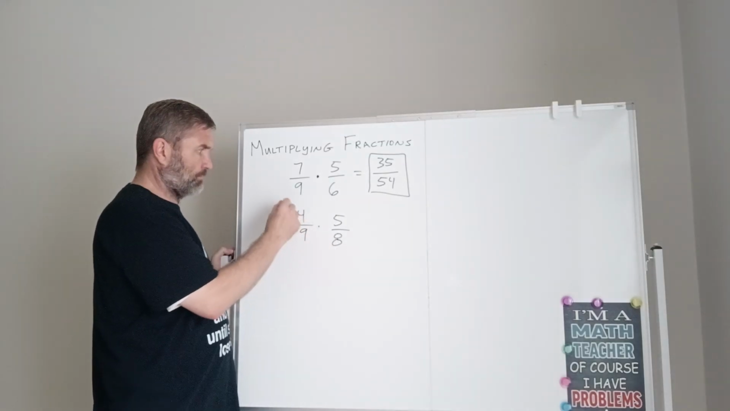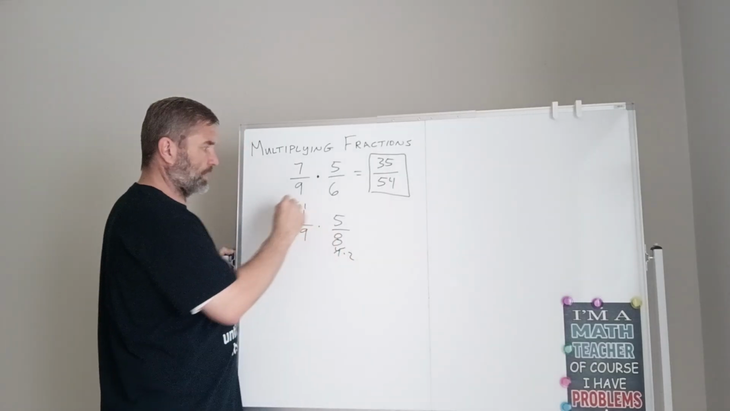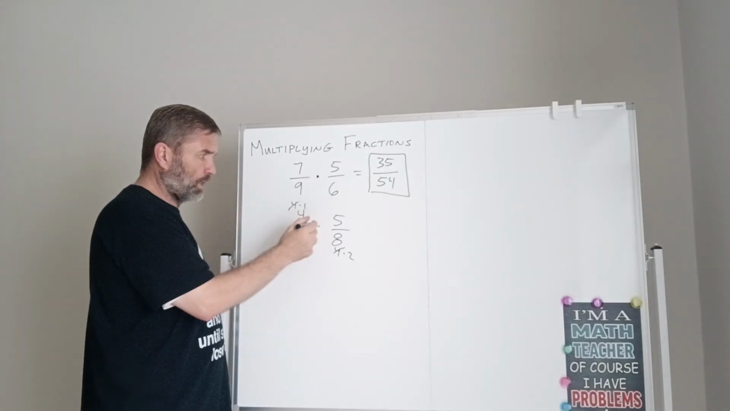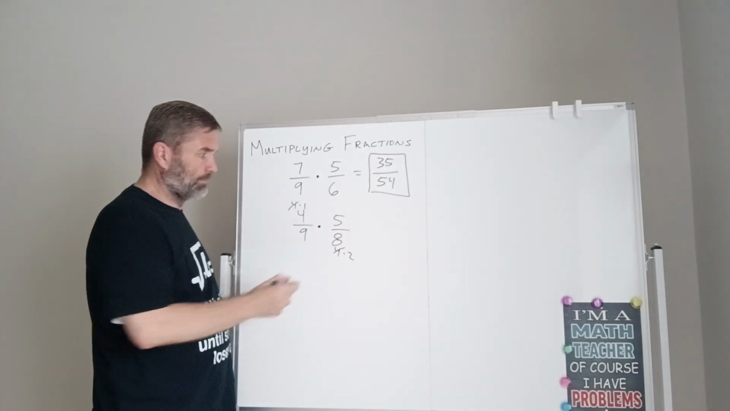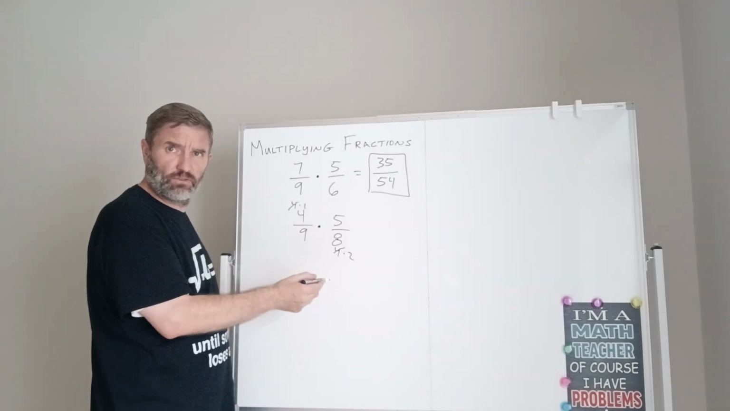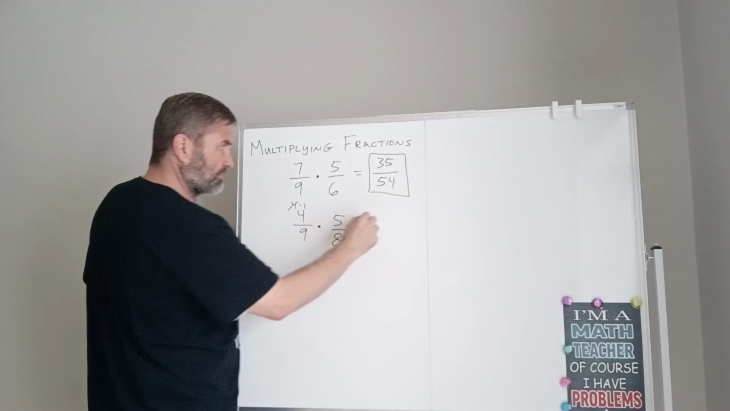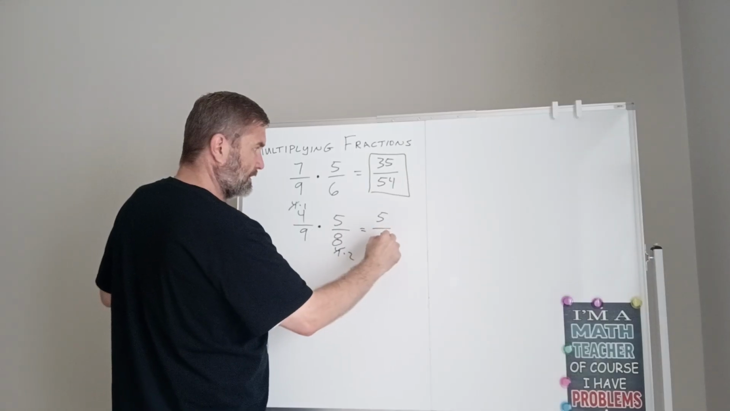Okay, this is 4 times 1, and this is 4 times 2. So the 4's can cancel out because 4 divided by 4 is 1. And remember, multiplying anything by 1 simply keeps the number the same. So this is what's called cross-canceling. Okay, now we can multiply across with what's left. We have 1 times 5 is 5, and 9 times 2, which is 18.